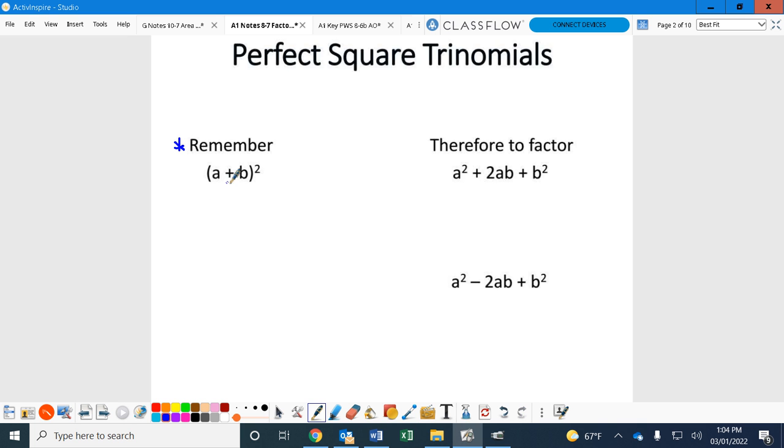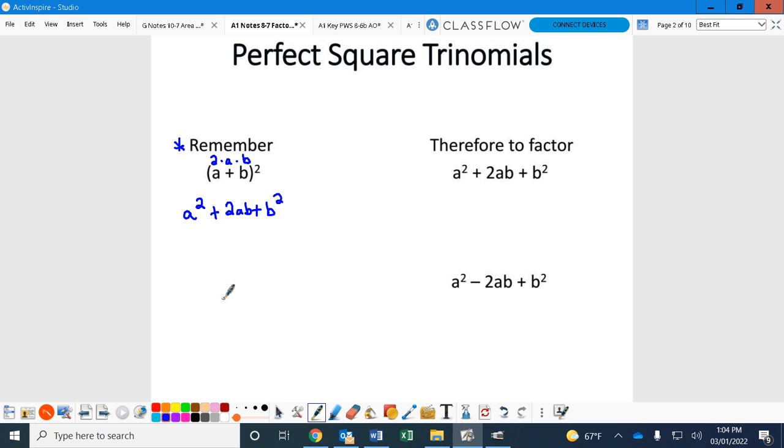We had a binomial that was squared. When we did that, we squared the first number and made it a squared. We squared the second number and made it b squared. Then we multiplied 2 times the first number times the last number. That's going to give us 2ab in the middle.